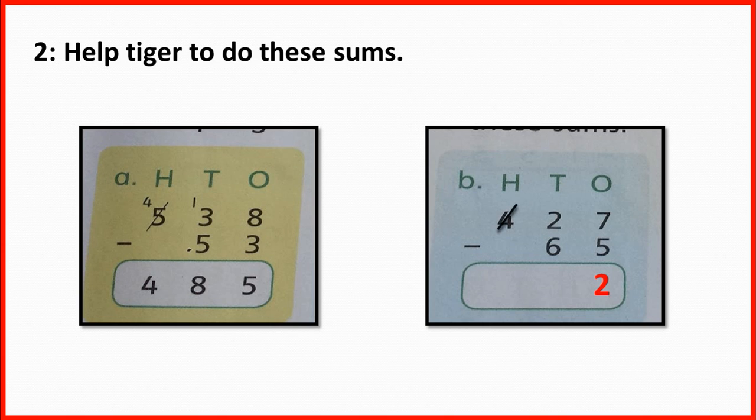Now there are 12 tens and 3 hundreds are left. Now we can subtract 6 from 12. So when we subtract 6 from 12, the number comes 6. Now come to hundreds. There is nothing to subtract from 3. So here we write 3.